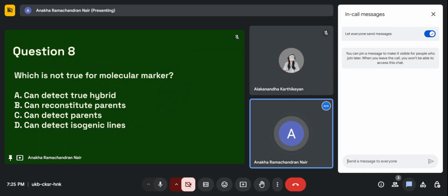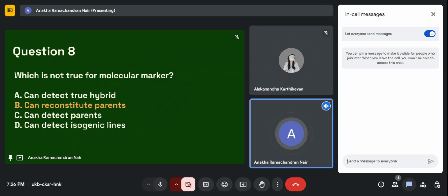Question number 8 is, which is not true for molecular marker? And there are four options given to you. Option A is can detect true hybrid. Option B is can reconstitute parents. Option C is can detect parents. Option D is can detect isogenic lines. So I think B. You're saying B? B. All right. So the correct answer in this case is B.